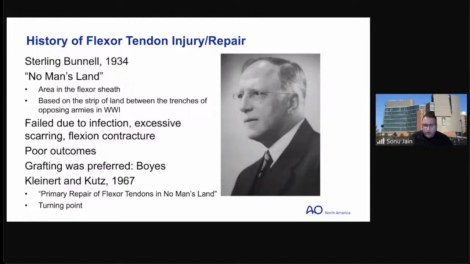Boyes in Los Angeles described grafting as the preferred technique for this. And then Kleinert and Kutz out in Louisville changed that paradigm back in '67 and discussed the primary repair of flexor tendons in this no man's land. That was a turning point in how we address some of these complicated injuries.